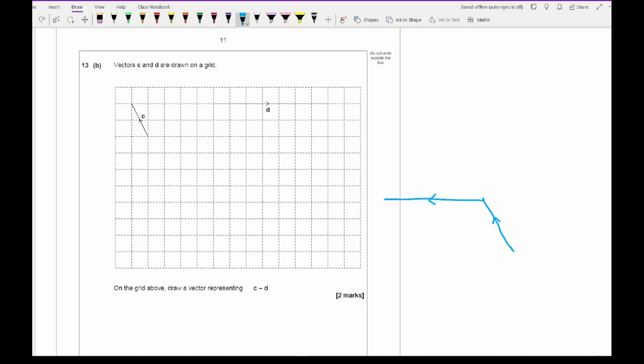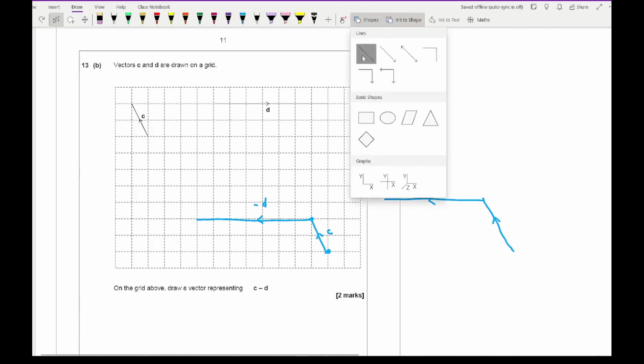So on the grid, I'm going to start at this point here, and I mark where c is, so that's going up, left 1. So that's c, and again what I'm trying to do is draw a straight line. And then we need to count the number of squares, so d is 7 squares, so that's going to be 4 and then another 3. Again, hopefully you're using a ruler for this, and then d is going in this direction, so that's minus d, that's positive c.